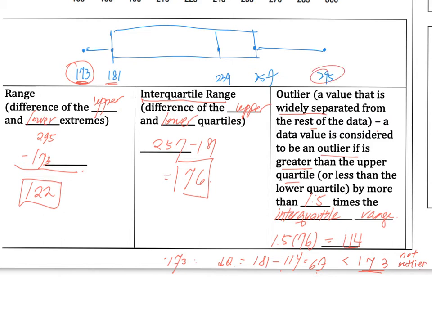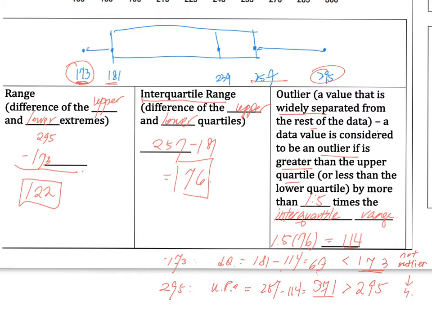And for 295 here, the upper extreme, we want to see if this is an outlier. Let's check for the upper quartile. I need to take 257, the upper quartile, and subtract 114. And this gives me 371. And since this is 371, and the upper extreme is not bigger than 371, it's actually smaller than 371, it's also not an outlier.